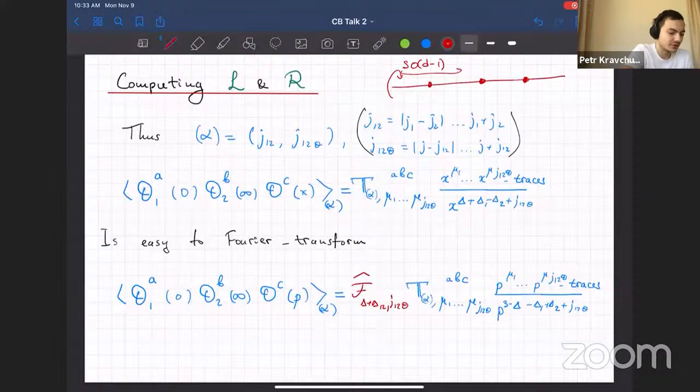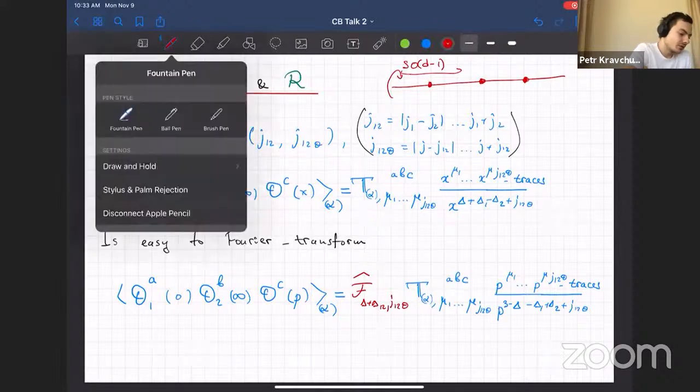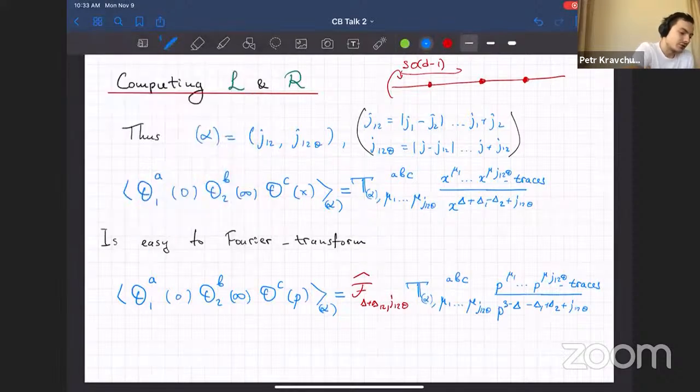Now, from this argument, you can see that the space of 3-point structures is the same as the space of SO(d-1) invariants in the tensor product of the two representations. So if you take rho 1 tensor rho 2 tensor rho, which are the spin representations of O1, O2, and O, and you take invariants under SO(d-1), then this is the same as the space of 3-point tensor structures.